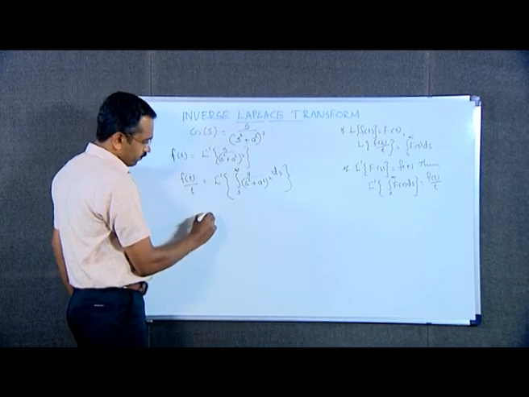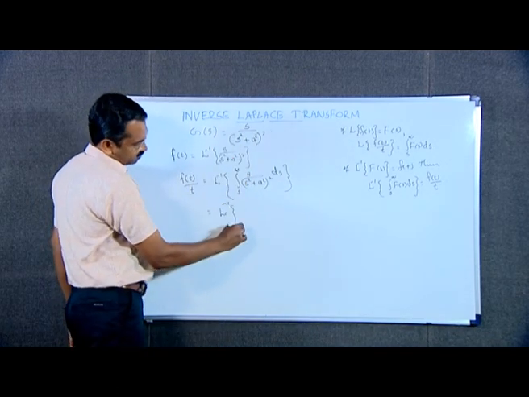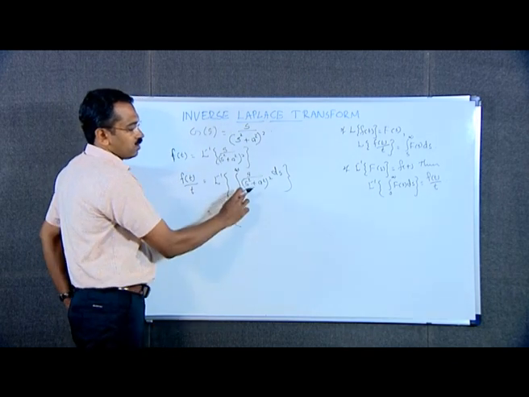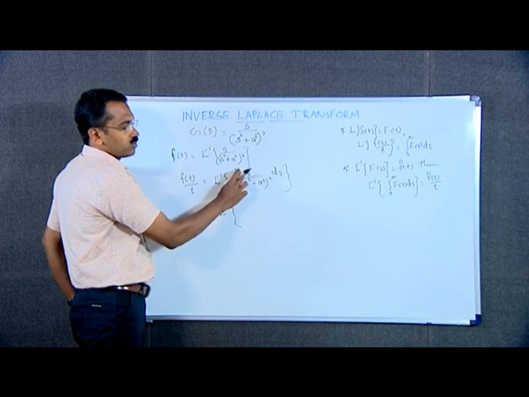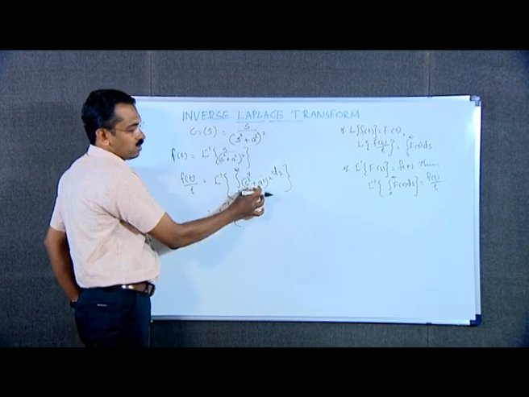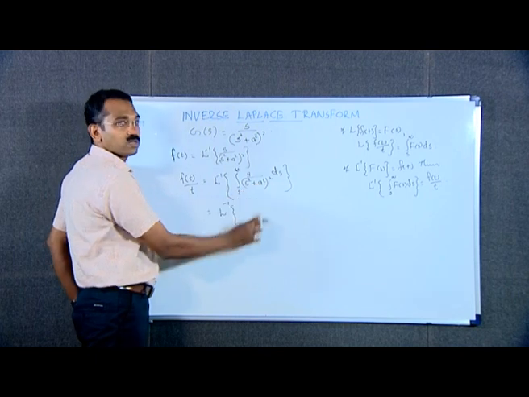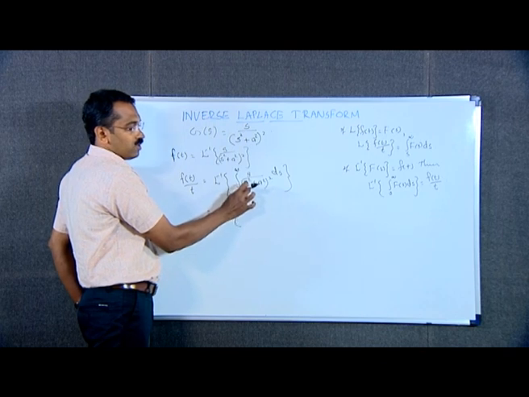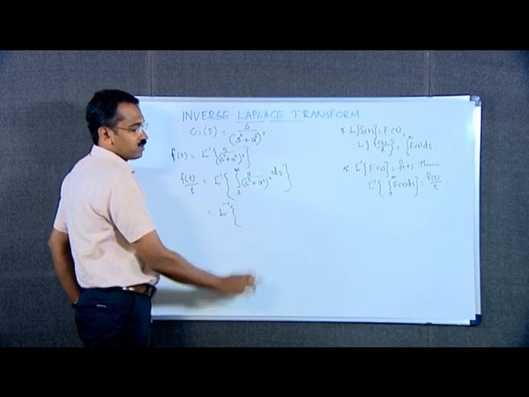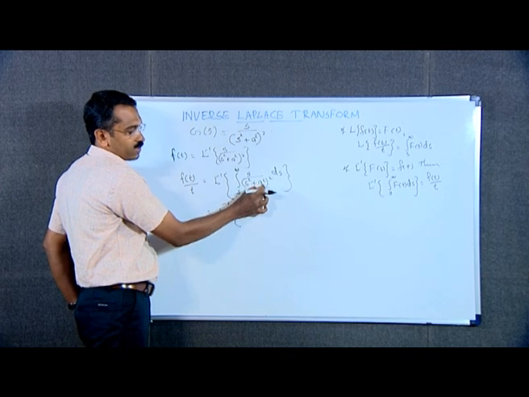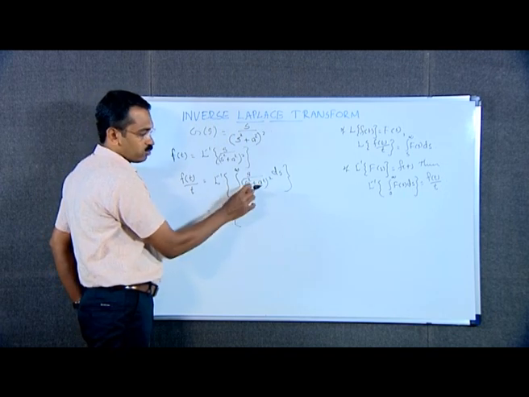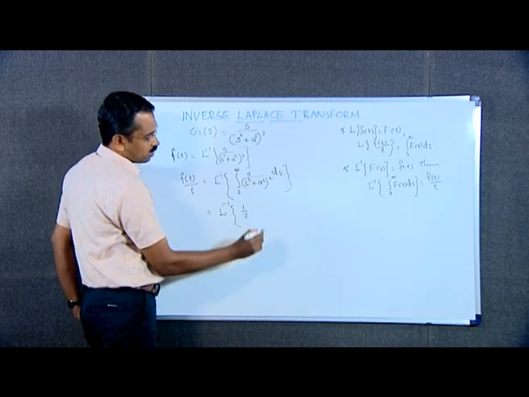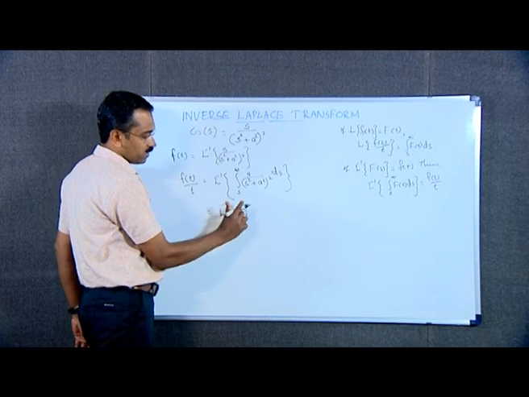That is equal to L inverse of... In order to integrate this function, we have to make 2s in the numerator, because the denominator function is s square plus a square the whole square, and the derivative of s square plus a square is 2s. Therefore, we have to make 2s in the numerator. We multiply both numerator and denominator by 2.